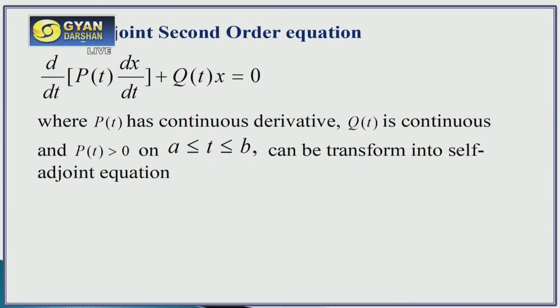Next, self-adjoint equation of second order. So basically, in other words, we can say any self-adjoint equation can be written in this form. So whenever we are talking about a self-adjoint equation, we'll only consider equations of this form.